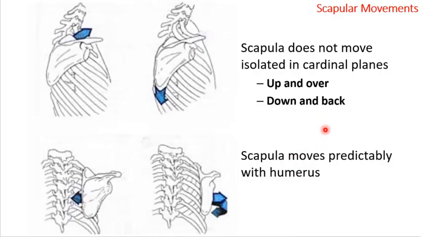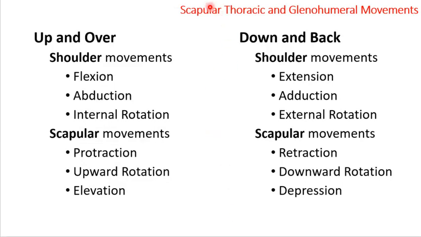And then just a clarification: where the humerus goes, the scapula goes, and the scapula doesn't really do upward rotation or shrugging. The scapula is following the contour of the rib cage, so it's going up and over or down and back. So when we start looking at these humeral combo motions of the scapulothoracic and glenohumeral joint, when you're doing any kind of shoulder flexion, abduction, internal rotation, you're always getting some concomitant movement of the scapula, either protraction, upward rotation, elevation, or all of the above. And the opposite is true for down and back.